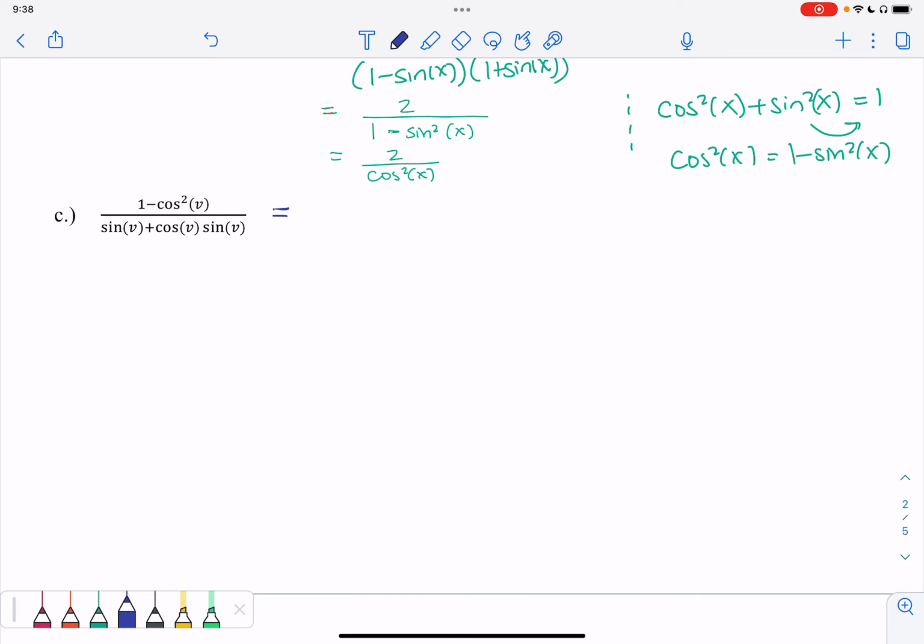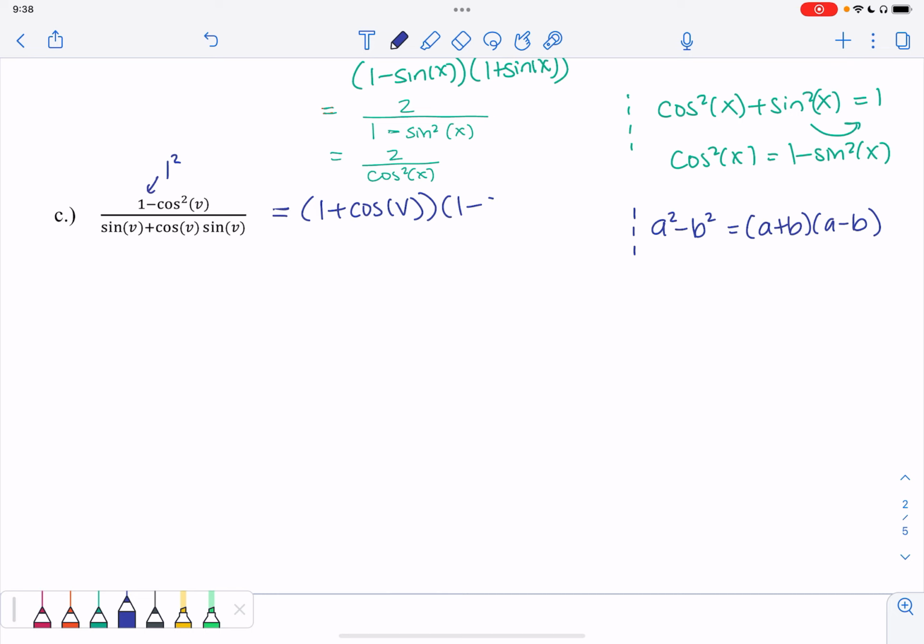1 minus cosine squared v, I can see as a difference of squares. A squared minus b squared is a plus b, a minus b. I can think of 1 as 1 squared, so this is really 1 squared minus cosine squared. This gives me 1 plus cosine of v, 1 minus cosine of v on the top. You might be thinking, couldn't I write 1 minus cosine squared v as sine squared v? You could, and that would be a different way to approach it. But this is a factoring example, so we're showing those techniques here.